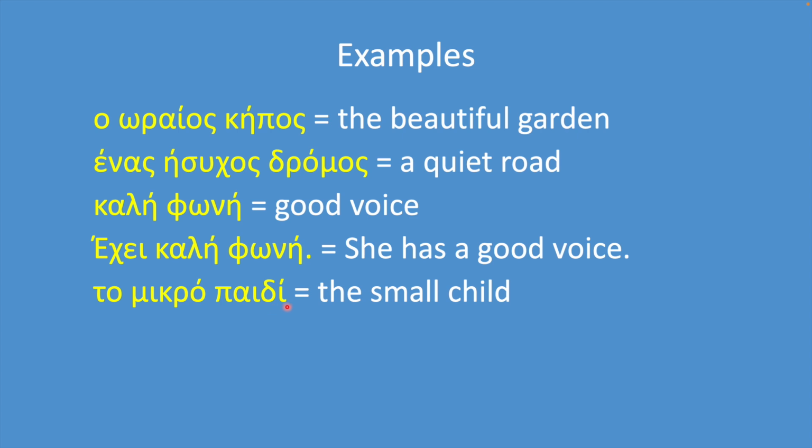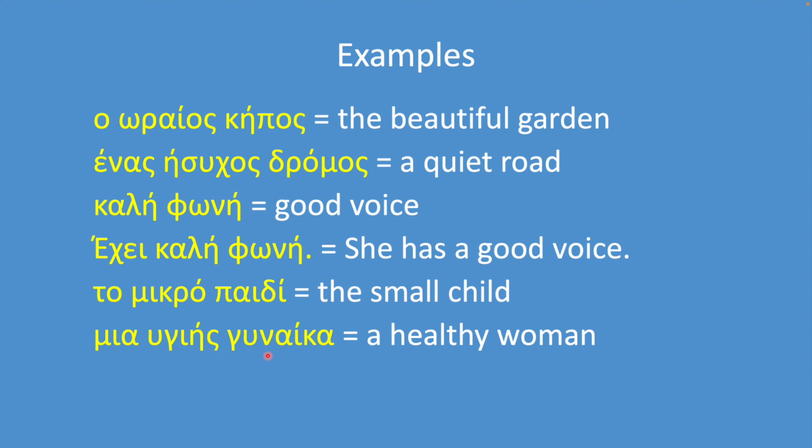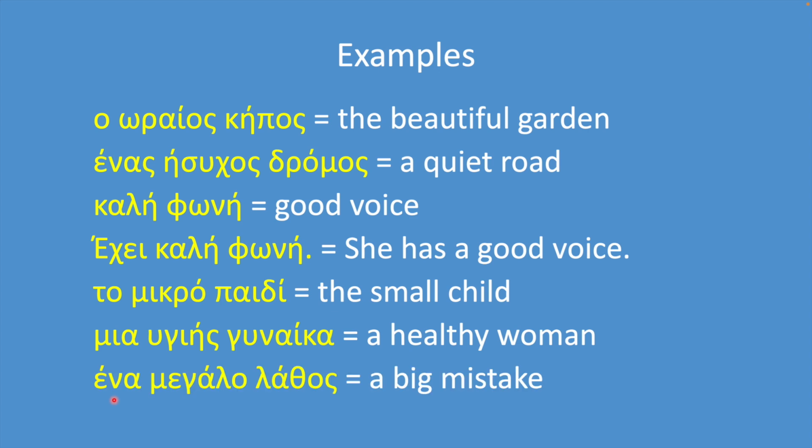Το μικρό παιδί, the small child. Μια υγιής γυναίκα, a healthy woman. Ένα μεγάλο λάθος, a big mistake. Notice that the endings of the adjectives do not necessarily have to match the endings of the noun. If a noun is neuter, for example, the adjective must be neuter too, but the endings can be different, like in these three examples. Το μικρό παιδί.